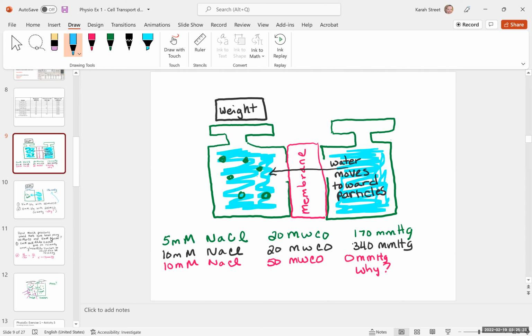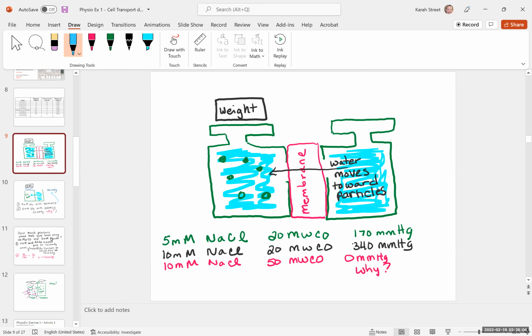Then we repeated the experiment using 10 millimolar sodium chloride. We still used a molecular weight cutoff of 20. Water shifted again towards the sodium chloride side. But now how much pressure did we have to apply? Double. That should not shock you. We doubled the concentration. Then there was twice the amount of pull for water to move from the right chamber to the left. So of course, the amount of pressure we had to apply on our weight to oppose that volume change also doubled.